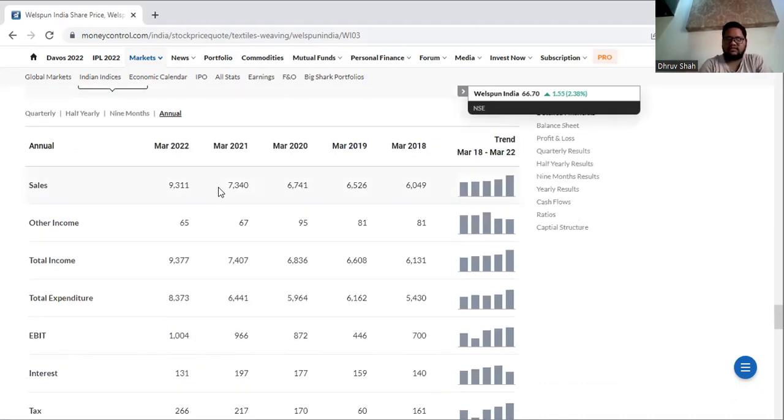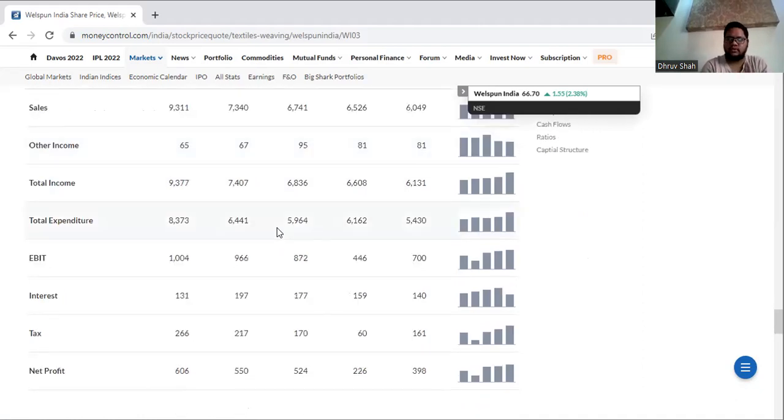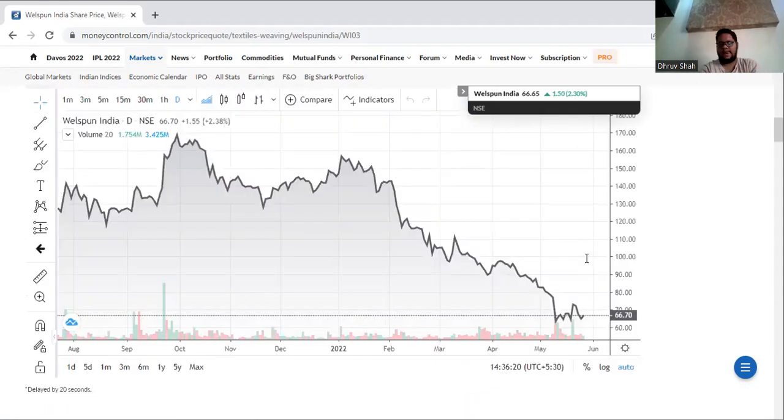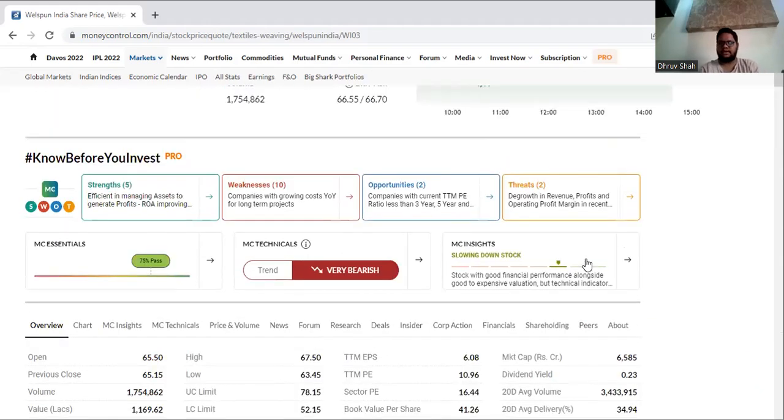So sales in the last year, 7340. Sales in the current year, 9311. Which means there is roughly a 20 to 25% increase in sales. What has happened to net profit? Last year it was 550. Current year it is 606, which means roughly 15 to 16% has increased. So looking at the fundamentals of this company, the company is a must buy company.